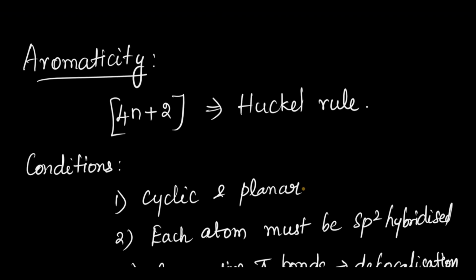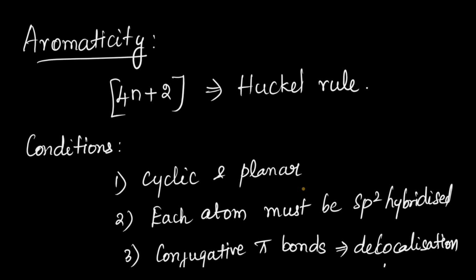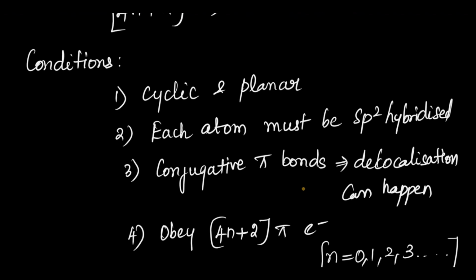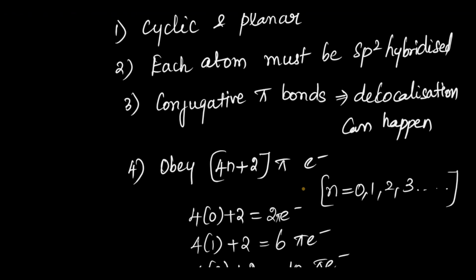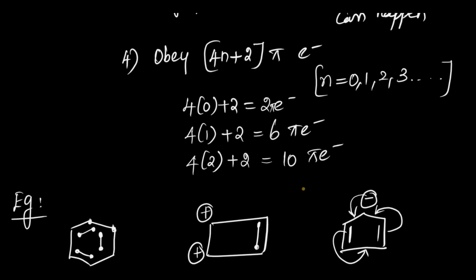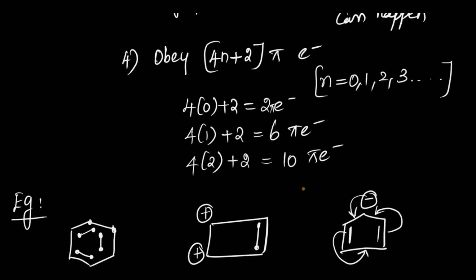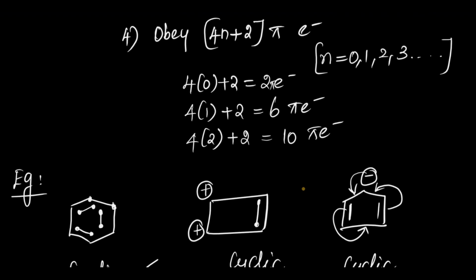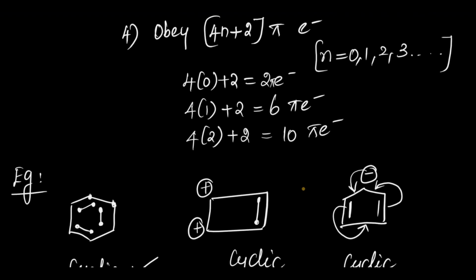Then comes aromaticity, where we have Huckel's 4n plus 2 rule. The conditions to be aromatic are: cyclic, planar, each atom must be sp2 hybridized, and it should have conjugated pi bonds so that delocalization can happen. It should obey the 4n plus 2 pi electron rule, where n refers to integers starting from 0. If you substitute 0, 1, 2, 3 in n, you will get 2 pi electrons, 6 pi electrons, 10 pi electrons. That many pi electrons the compound should have.